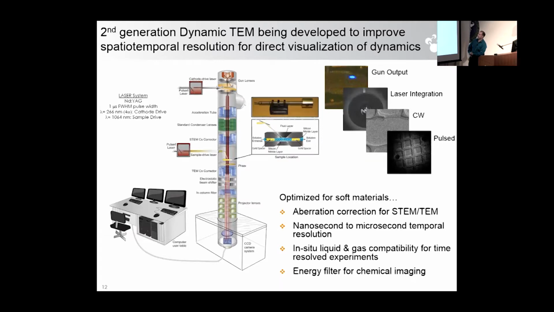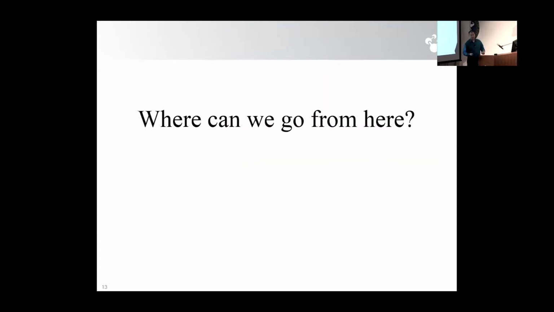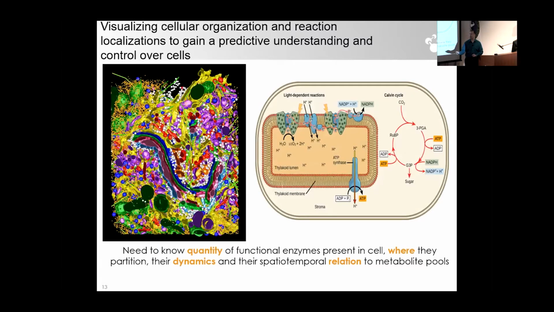But in the meantime, looking forward, where can we go from here? I've just talked about how we can look at structures now of individual particles. We can start to look at them inside of a cellular context. We're starting to develop ways to be able to look at things beyond a static state and get into dynamics. But the next question is, how do we actually address the original problem that I mentioned?